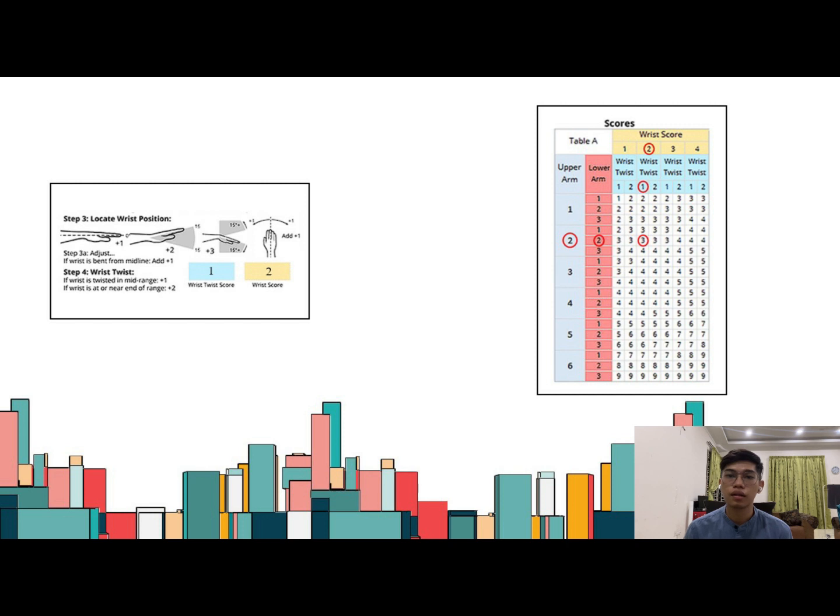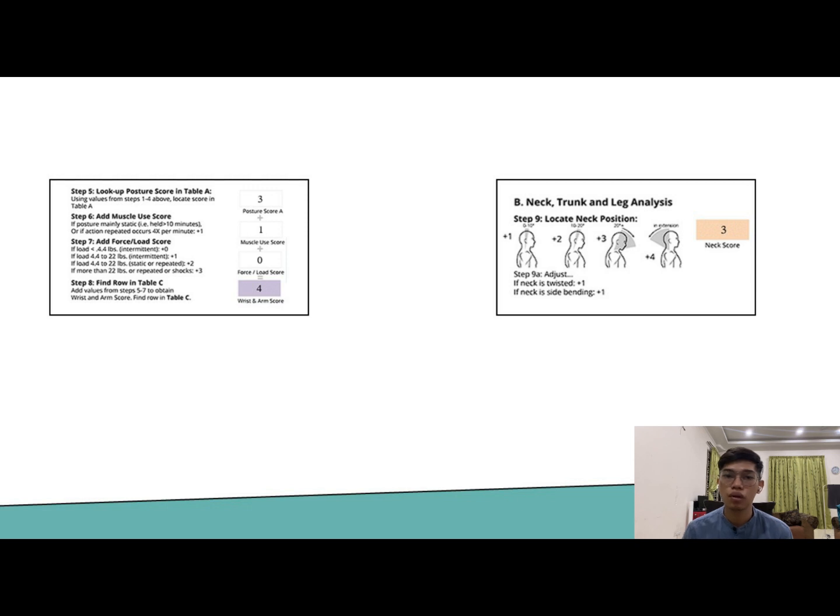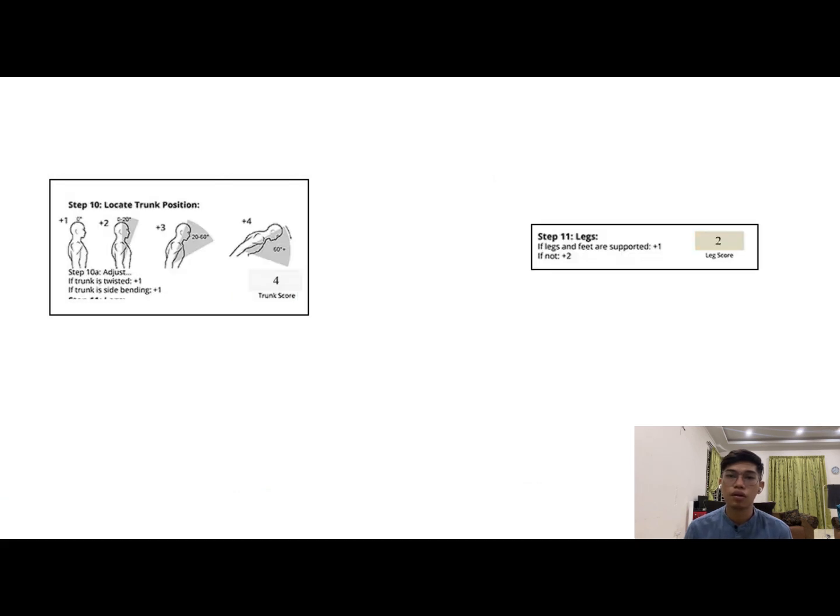As you can see at table A, the score is 3. In step 6, the posture is mainly static to do the welding, so it will be 3 plus 1. There is no force or load, so the wrist and arm score is 4. For the neck position, we can see the neck is at 20 degrees, so it will be 3. Next, for the trunk position, we can see it is more than 60 degrees, so it will be 4. For the leg, we can see the leg is not supported, so it will be 2.